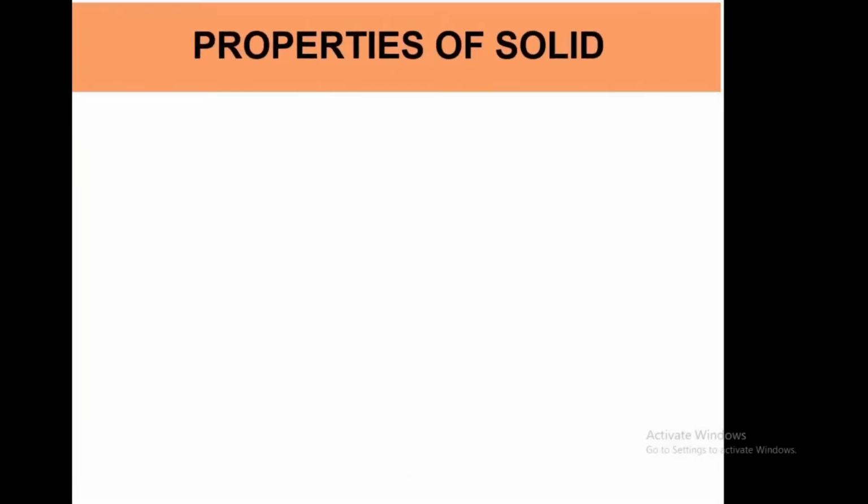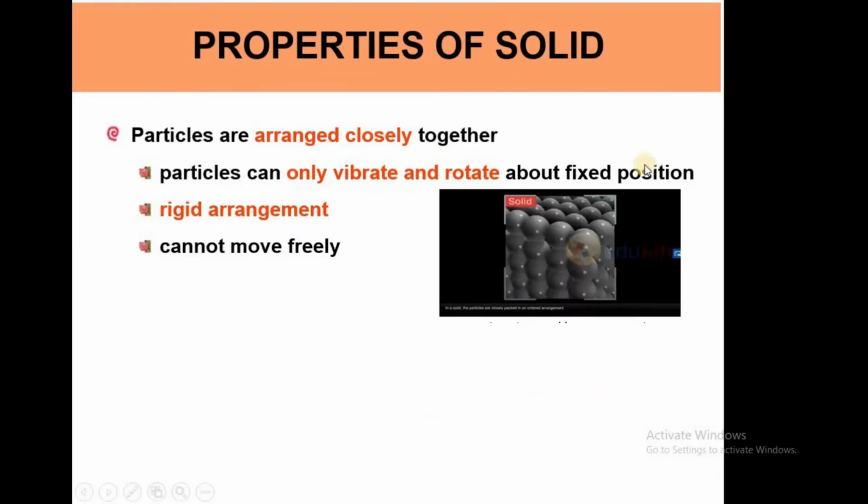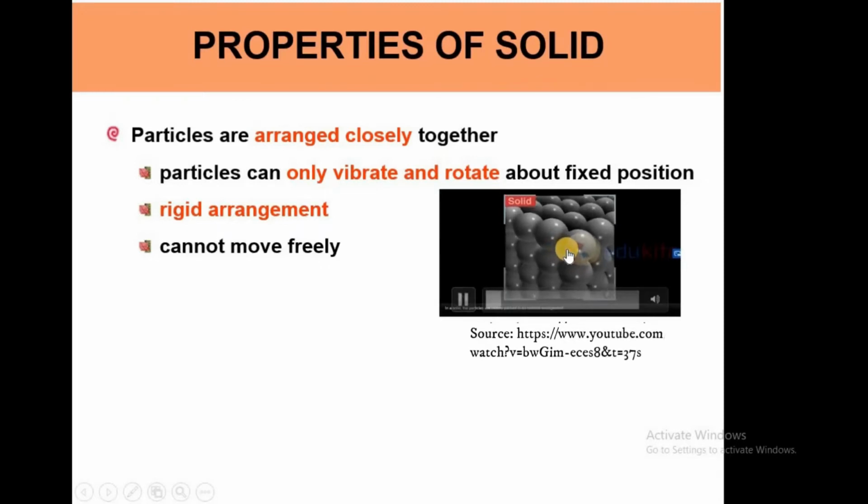Properties of solid. There are 5 properties of solid. The first one is the particles are arranged closely together. So, the particles can only vibrate and rotate about fixed position. And they have a rigid arrangement, which is they cannot move freely, as you can see in this animation. In a solid, the particles are closely packed in an ordered arrangement.